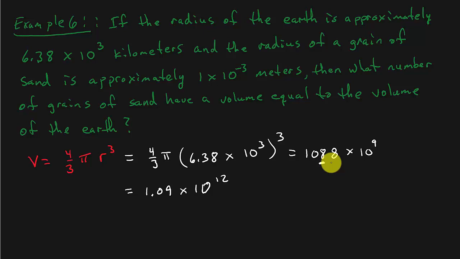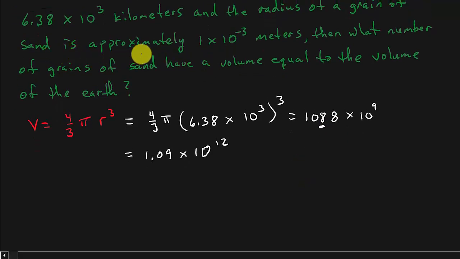All right, so now we've got to look at the grain of sand. Sand is approximately 1 times 10 to the negative 3 meters. That's the radius of a grain of sand. Notice that the sand is in meters, and they gave us the measurement of the radius of the Earth in kilometers. So let's convert the radius of sand into kilometers. We've got 1 kilometer is equal to 10 to the third meters.